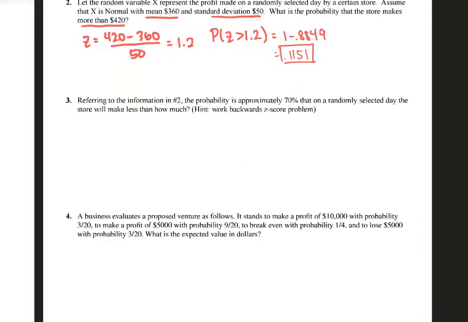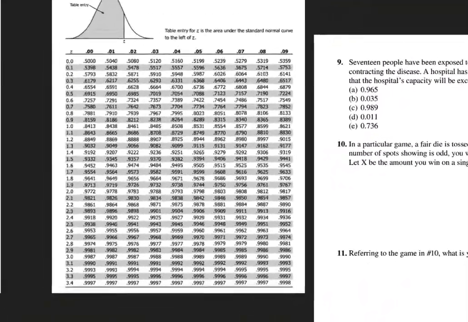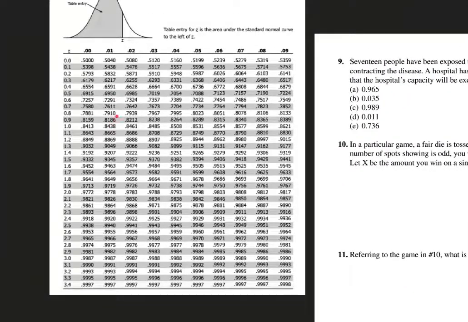All right, now looking at number 3, it says, referring to the information in number 2, approximately 70% of the time on a randomly selected day, the store will make less than how much? So less than we know is to the left, and this is a working backwards problem where we know that the area to the left is 70%. So we need to figure out what is the z for that particular percentage. So we're going to look at our z-score table, and we're going to find the closest thing to 0.70. The closest thing to 0.70 looks like 0.6985, and the z-score is going to be 0.52.